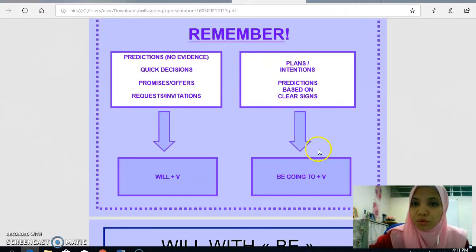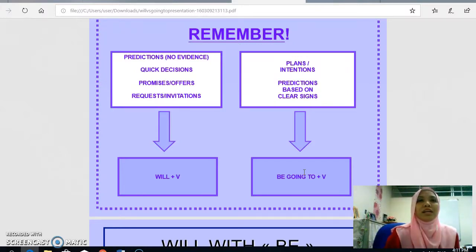As opposed to going to, you will use going to when you're making a proper plan, something which is a little bit distant in future, and you're telling about your intentions. Next is when you're making a prediction based on clear signs. For example, the temperature is getting hot. What will happen when the temperature is so hot? I'm going to be baked here. So it's based on clear indications, some evidence, then you use be going to.